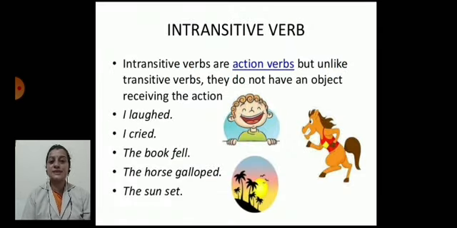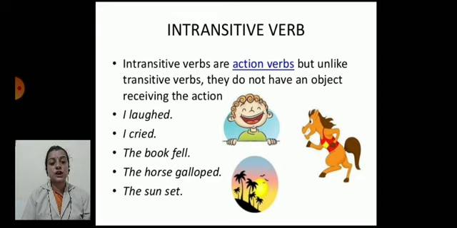Now it's time to move towards intransitive verbs. As we have already understood, transitive verbs are followed by an object. But what happens in the case of an intransitive verb? There is no object here. Intransitive verbs are also action verbs, but unlike transitive verbs, they do not have an object receiving the action. Here the verbs are not followed by any object. You can see the examples: I laughed, I cried, the book fell, the horse galloped, the sun set.